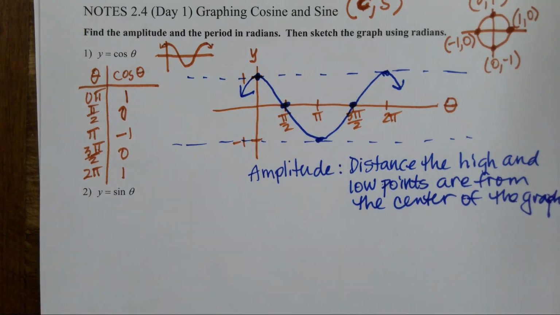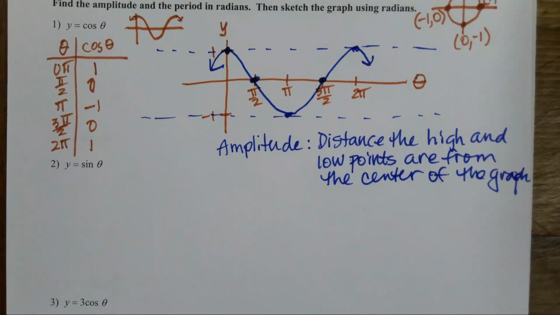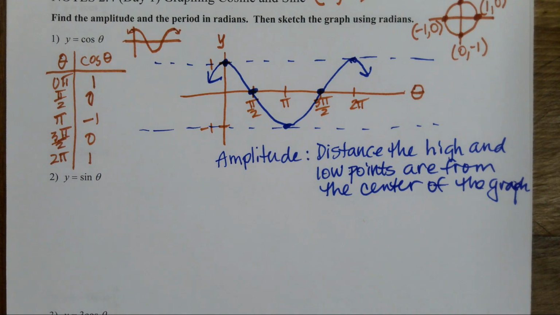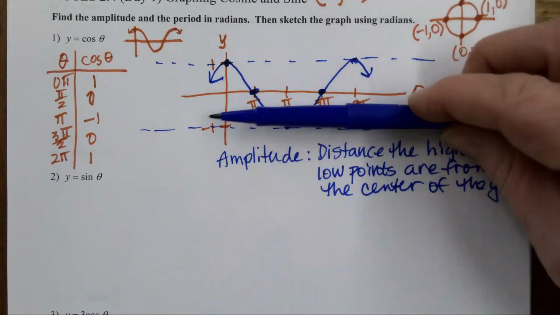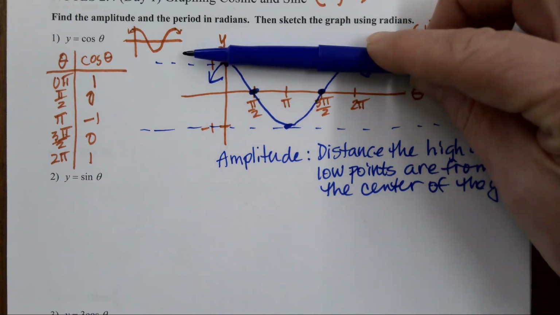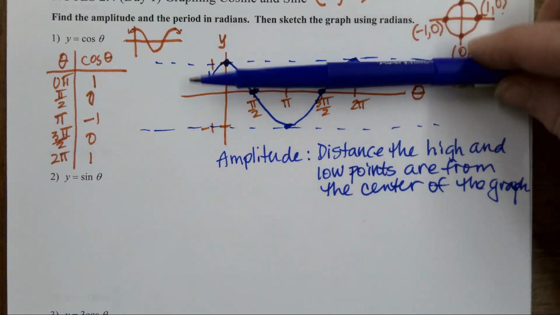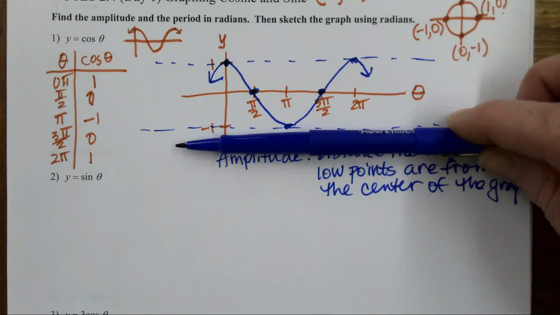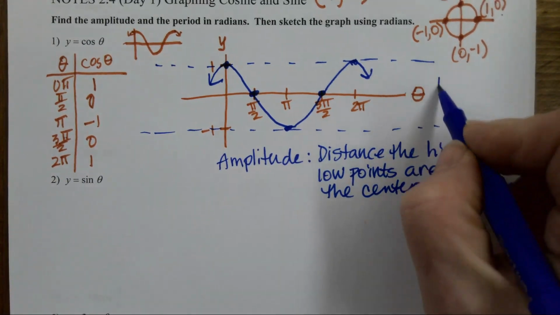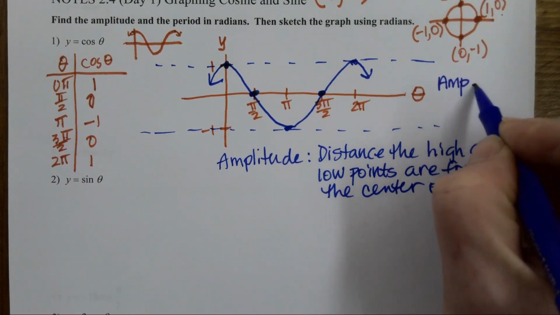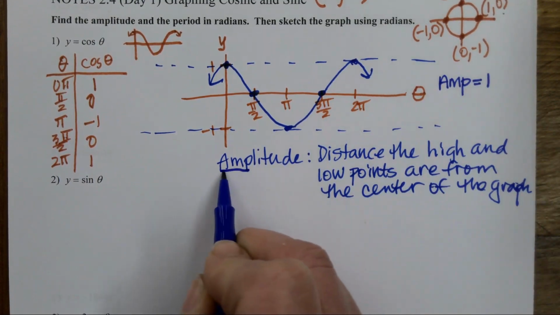I'm running out of room a little bit, okay? So the distance, again, if I don't do any shifting of my graph, goes 1 point up from the center and 1 point down from the center, making my amplitude 1. And I always abbreviate that with AMP.